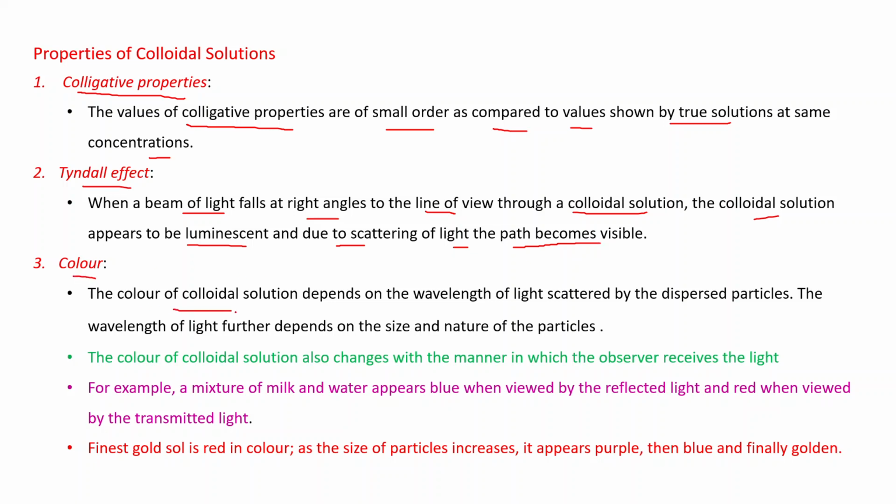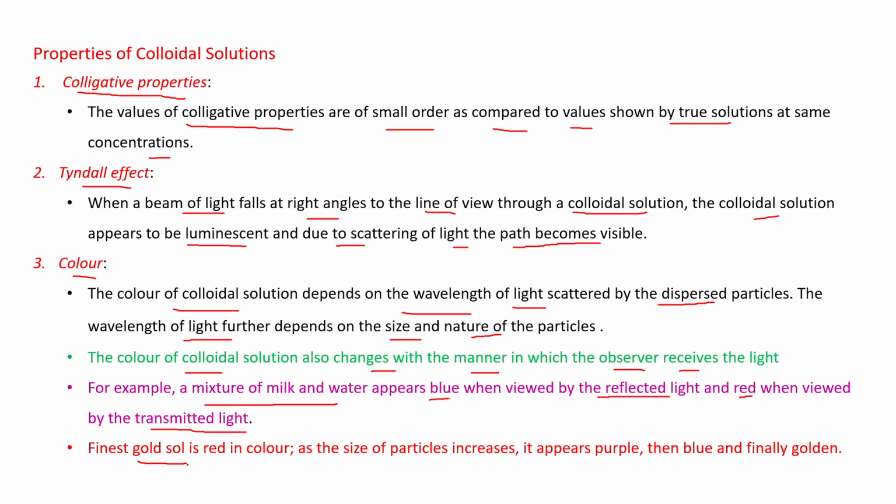Color. The color of a colloidal solution depends on the wavelength of light scattered by the dispersed particles, and the wavelength of light further depends on the size and nature of the particles. The color of a colloidal solution also changes with the manner in which the observer receives the light. See one example. A mixture of milk and water appears blue when viewed by reflected light and red when viewed by transmitted light. I think you can understand what reflected light and transmitted light are.